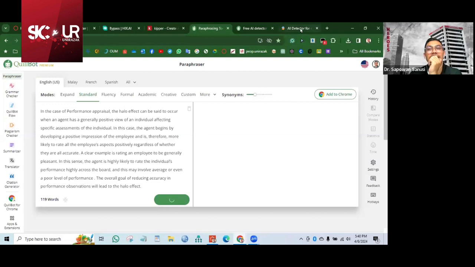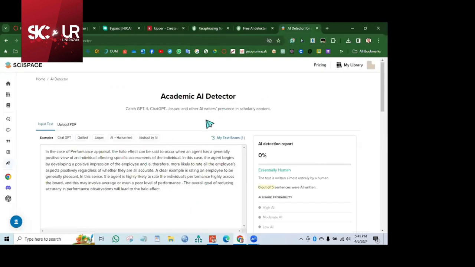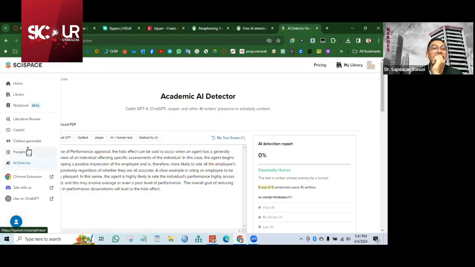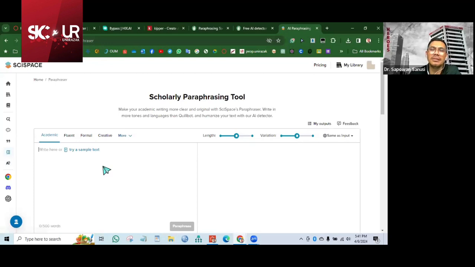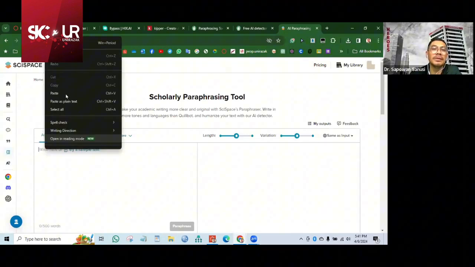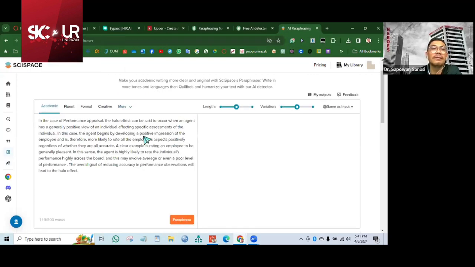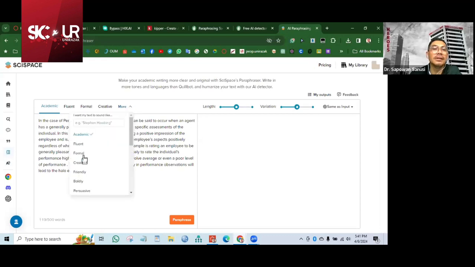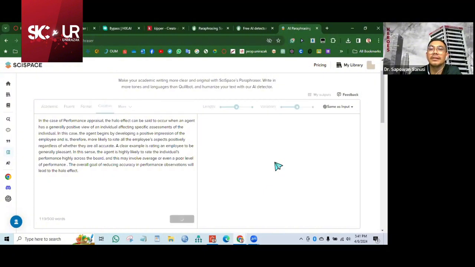Yang risau, saya pun dah sama. So you pergi SciSpace ni. SciSpace ni pun okey juga. Dia boleh rephrase. Ni rephraser dia. Rephrase, you boleh guna creativity lah. Okay, rephrase.